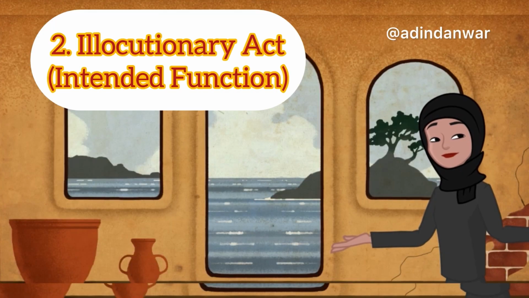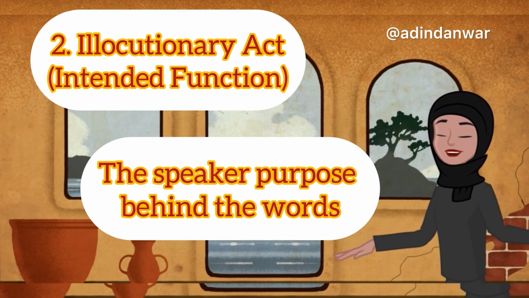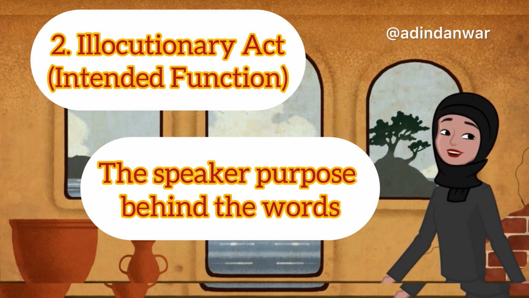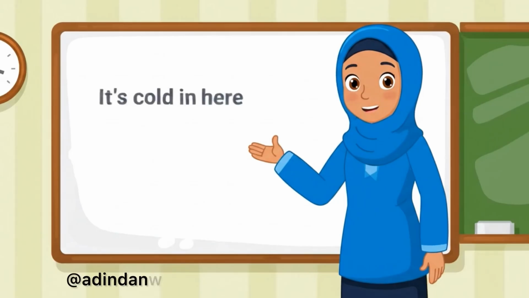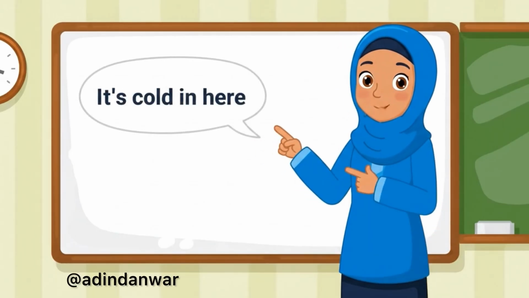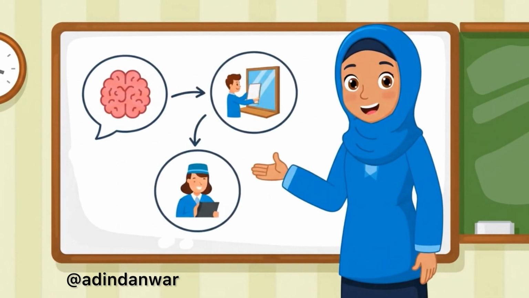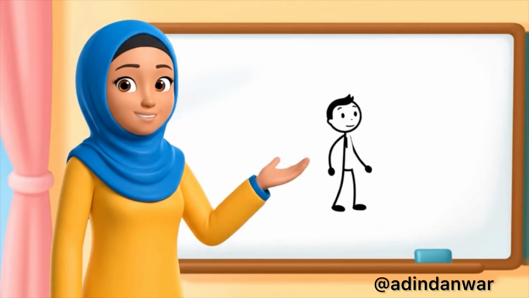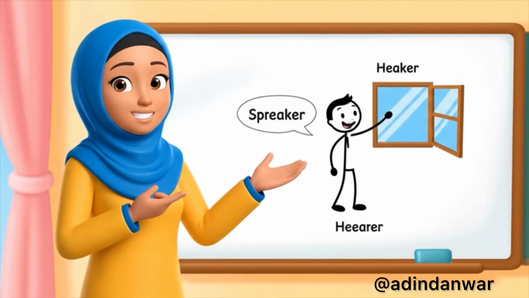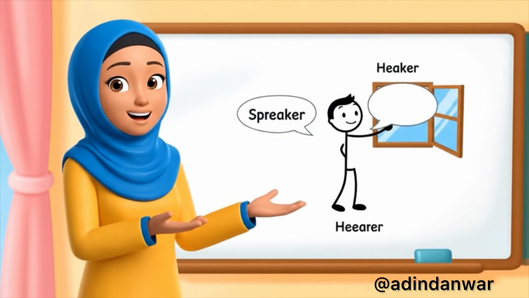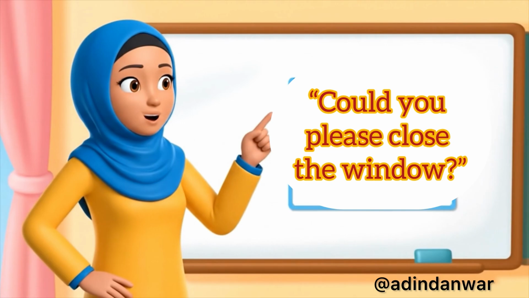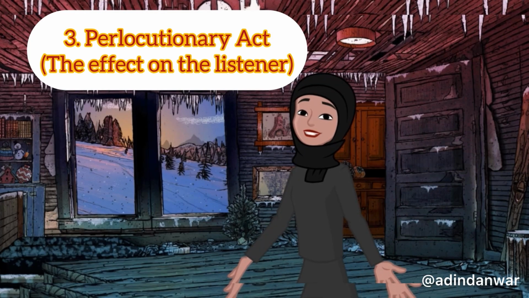Second, illocutionary act, or the intended function. It is the speaker's purpose or intention behind the words. For example, if someone says, "It's cold in here," that's the locutionary act. The illocutionary act is their intention. For example, if someone says, "It's a bit chilly in here," they might actually mean, "Could you please close the window?" The last is perlocutionary act, or the effect on the listener.